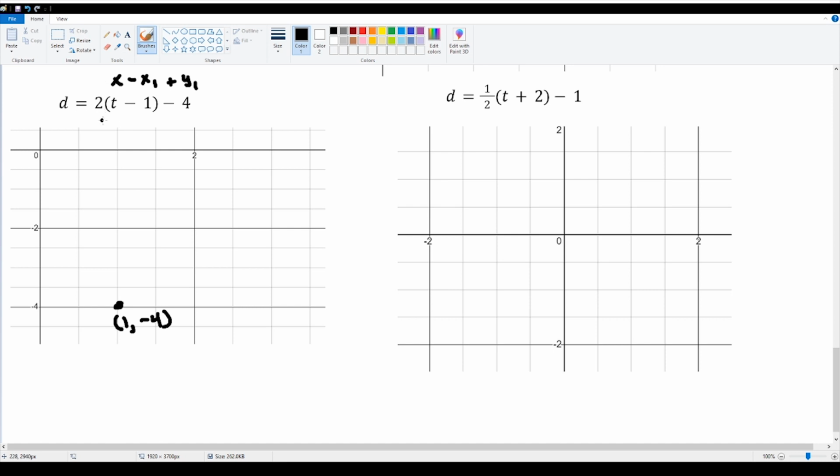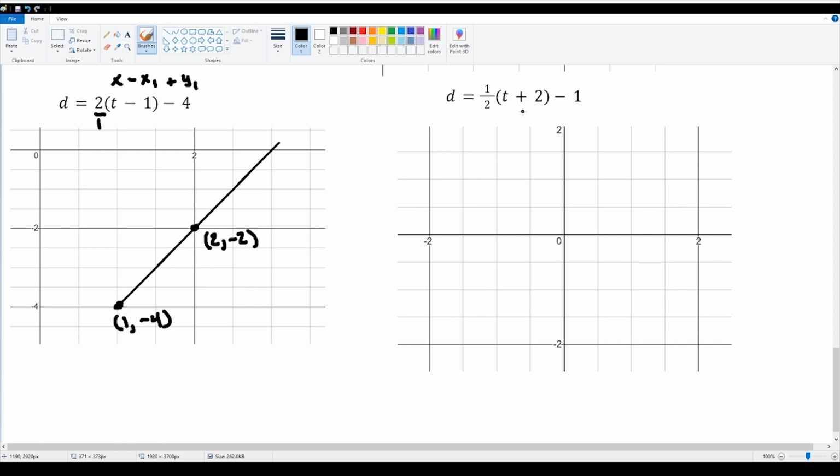The slope of 2 right here means that I'm going to be moving up 2 and over 1 to get to my next point. So up 2 from -4 would be -2, and to the right one would be right here, 2, -2. These are enough points to establish a line, so I can just draw a line through these, and I will be set.